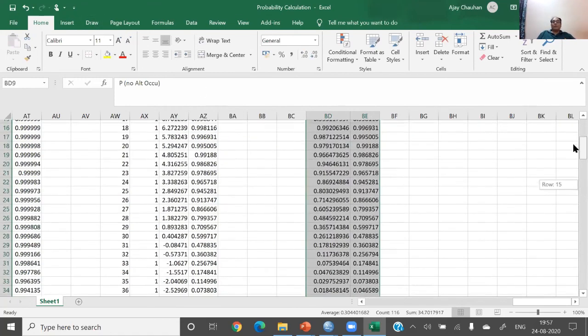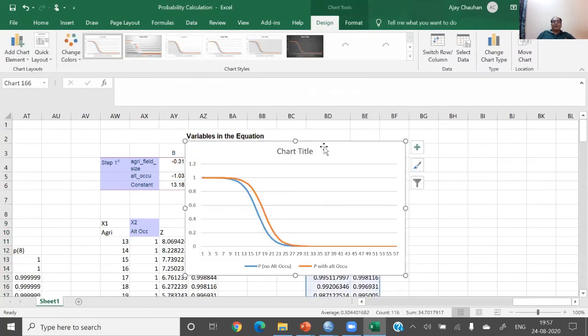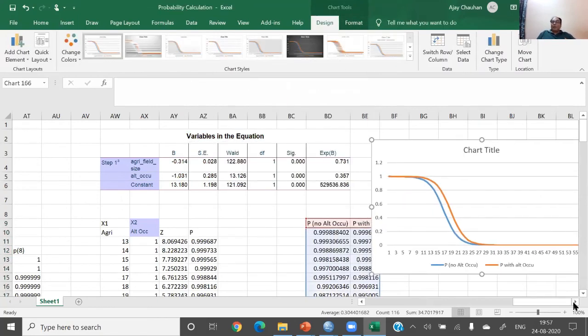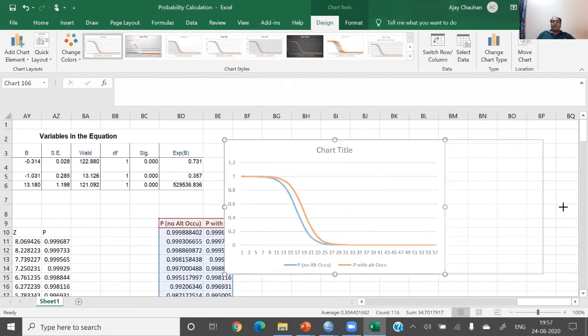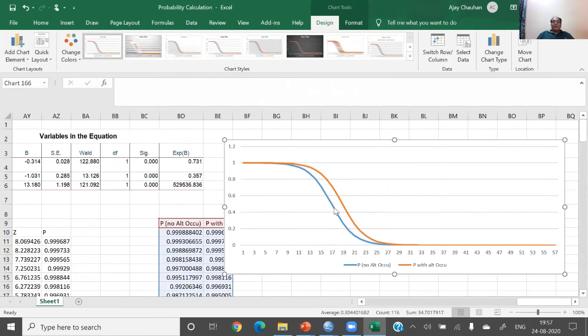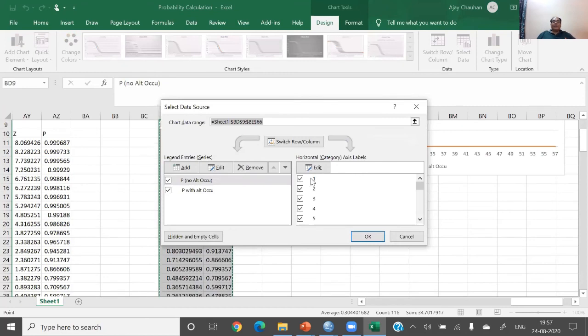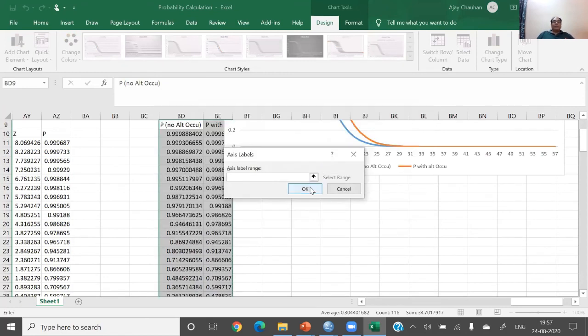Insert graph this. Okay. Now you can suggest to the government that if alternative occupation can be provided, the migration can be stopped by this much, right? So this is this gap. This gap is actually the reduction in the migration if you provide the alternative occupation. So let me edit the agriculture field.